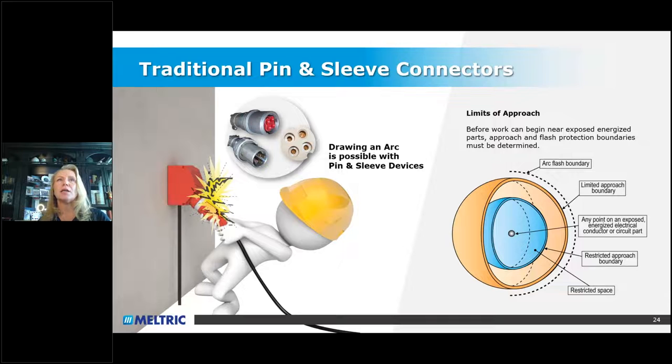You'll see that drawing an arc is always possible around any pin and sleeve device. They are not intended for disconnection under load. So there's always a limited approach boundary around a receptacle that is not covered because there are bare live conductors present. You need an electrically qualified worker to verify that we have an electrically safe work condition before disconnecting a pin and sleeve device if you're above 50 volts. So we need to verify zero energy with electrically qualified workers and be aware of a limited approach boundary around any energized receptacle that has exposed bare live conductors.